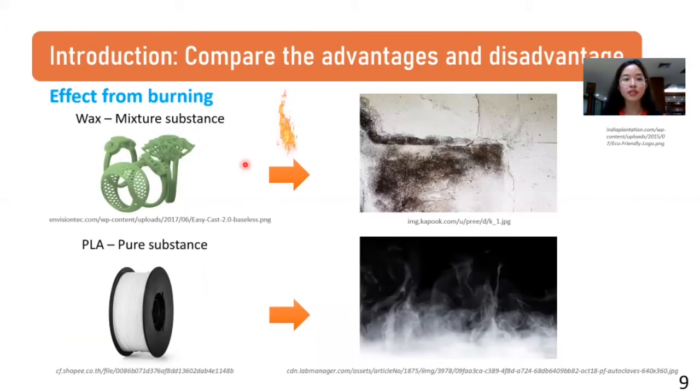Here's the reason to use PLA instead of wax in our project. The combustion of wax, which is a mixture substance, often causes pollution and leaves ash. But for PLA, which is a pure substance, after burning, the PLA will sublimate into vapor, with no residues. So it's better to use PLA.